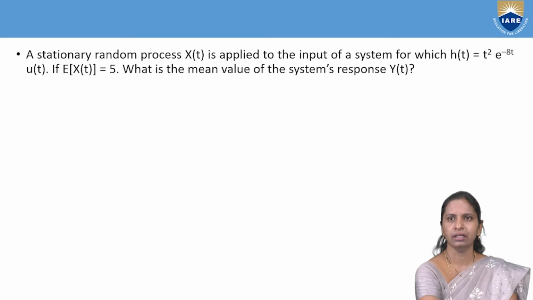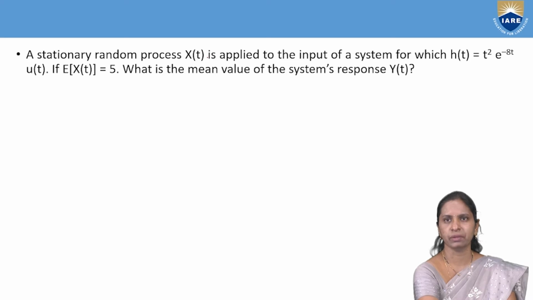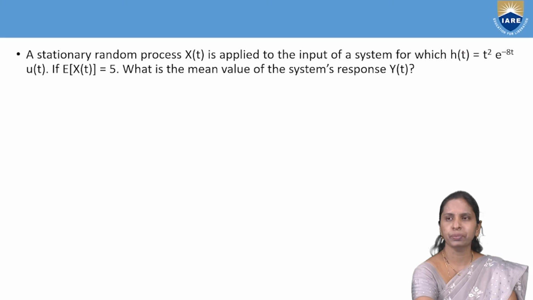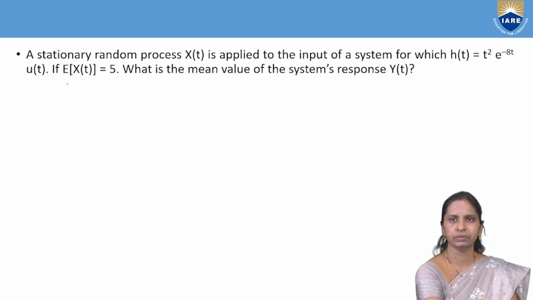So what are they given there? The input applied to the system is a stationary random process. It means the mean is constant, as well as its autocorrelation function is a function of only the time difference. And h of t is called what? The impulse response of the system. What are they given it as? T square into e power minus 80 u of t.